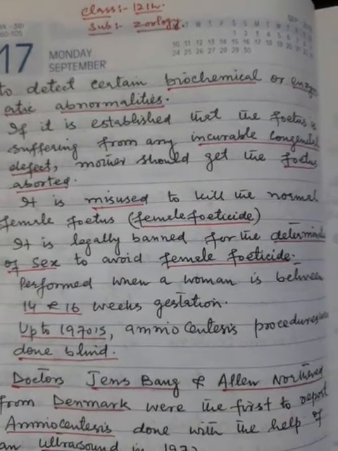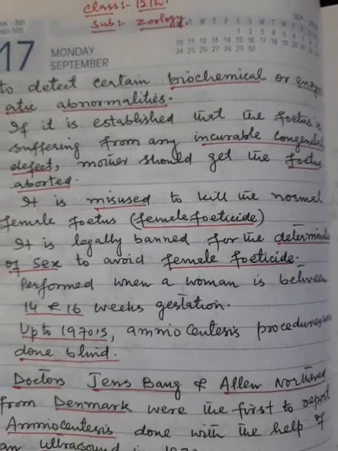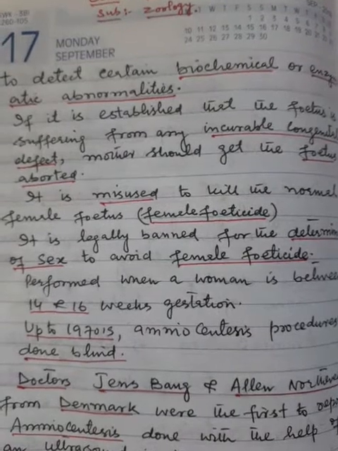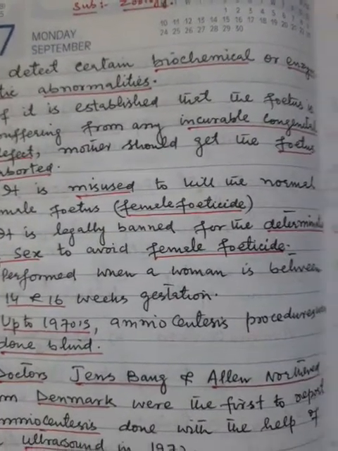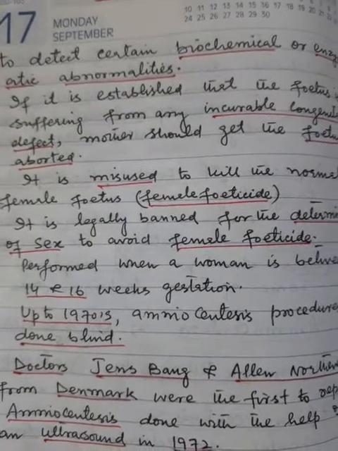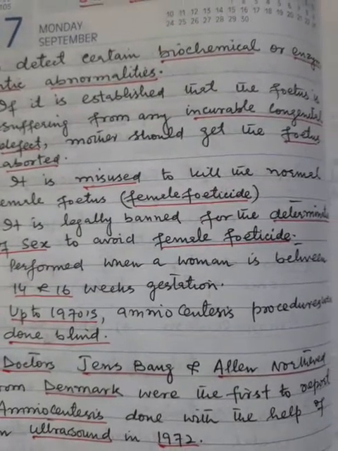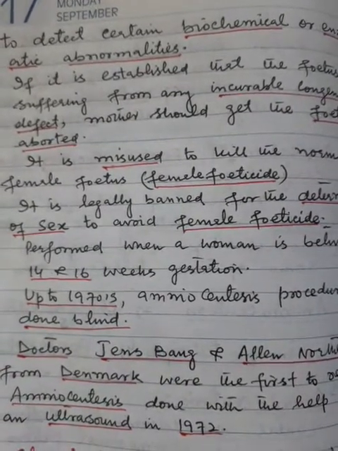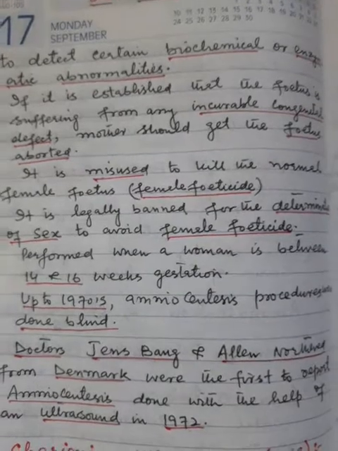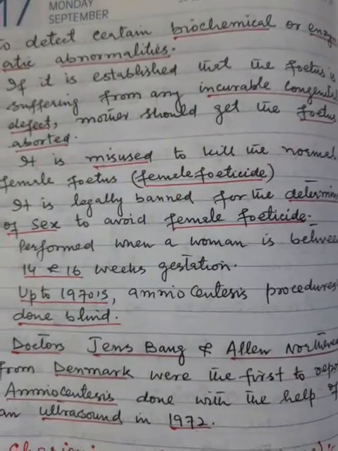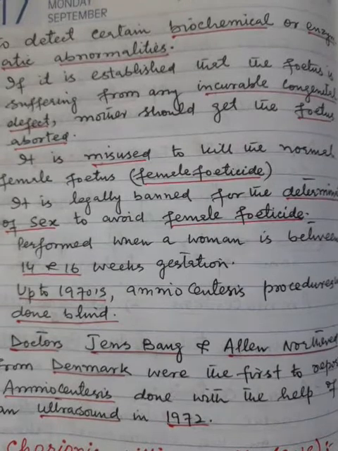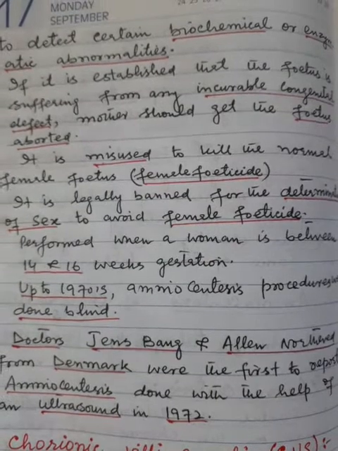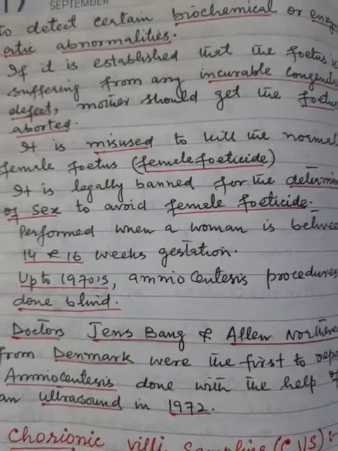If it is established that the fetus is suffering from any incurable congenital defects, the mother may choose to abort the fetus. It is misused to kill the normal female fetus, which is called female feticide. It is legally banned for the determination of sex to avoid female feticide. This test is performed when a woman is between 14 and 16 weeks of gestation.